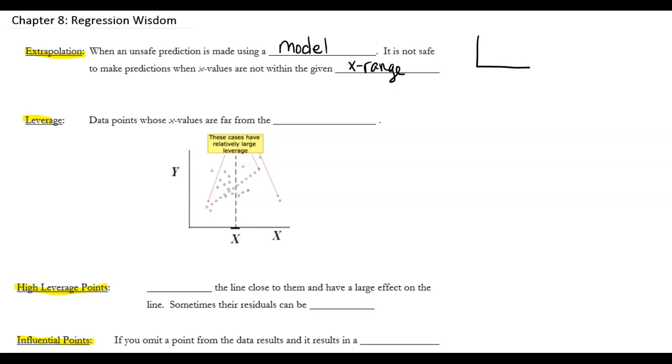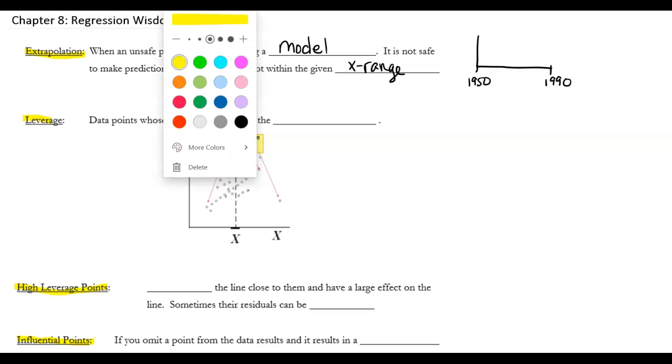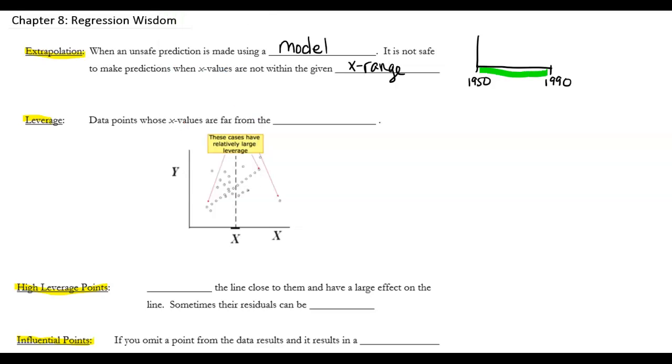So what that means is if I have a data set that is only from 1950 to 1990, I do not want to make predictions outside of here. I can only make safe predictions between 1950 and 1990. So any prediction like 1995 is an extrapolation. Anything like 1940 is also an extrapolation. So whenever it's outside of the given data set, we're going to say it's an extrapolation because you really don't know if the model is going to continue. Sometimes models change outside of the data set, and so we can only truly safely predict within the data set.